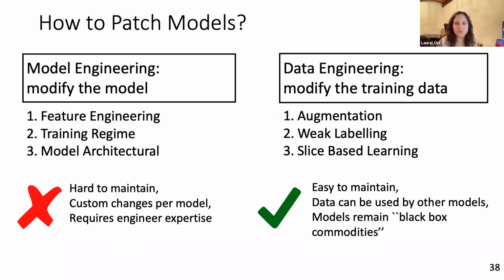which is what I'm calling data engineering techniques. And these are some methods, which I'll go into a little bit more detail next, that are tried and true techniques like augmentation or weak supervision, or also a slice-based learning method. And the core thing I want to highlight here is that by modifying the data itself, not only are you giving a data set that potentially other models could use, or other embedding methods, but fundamentally you're keeping these models black box commodities that you don't have to touch or engineer, right? So just by changing the training data, our goal is to be able to actually fix model performance with limited engineer effort.